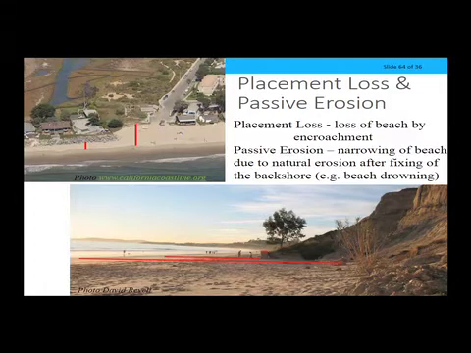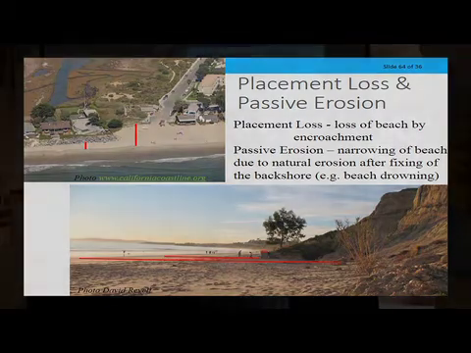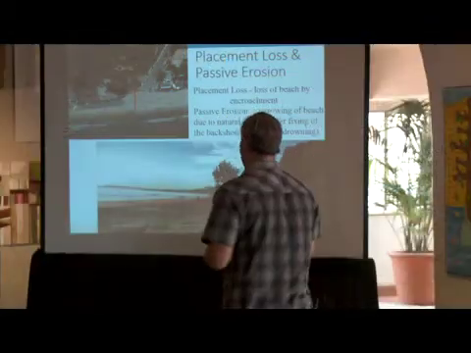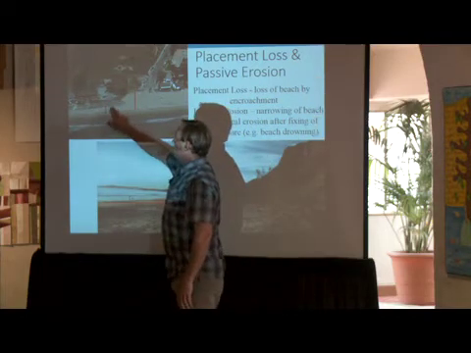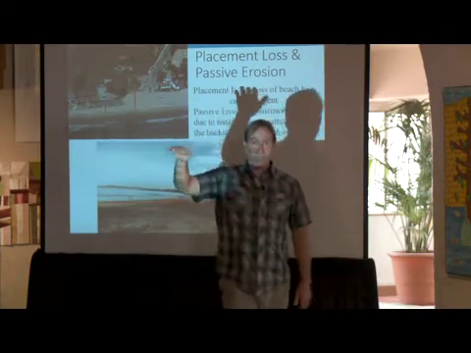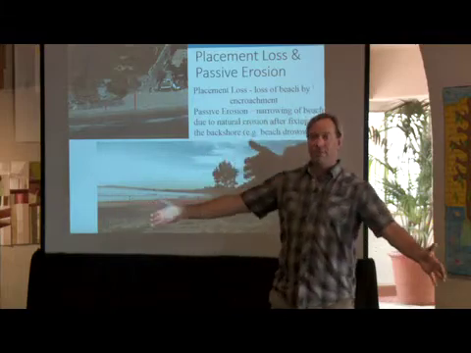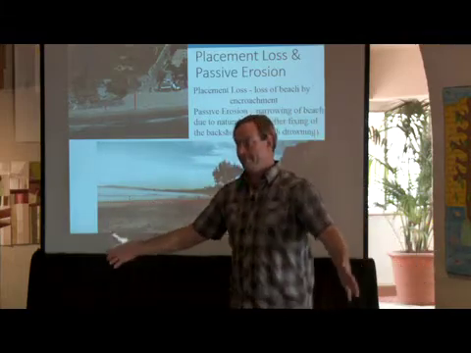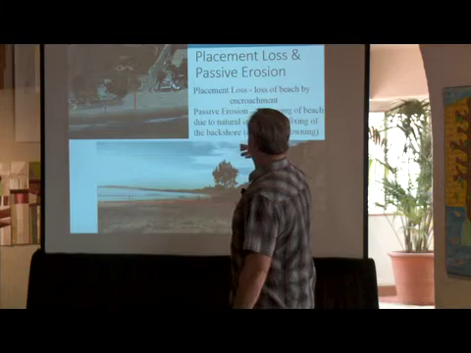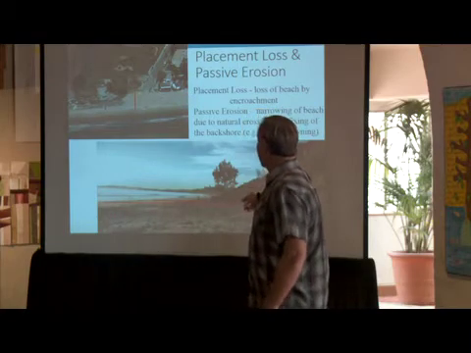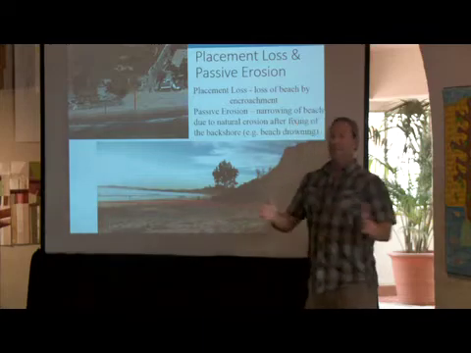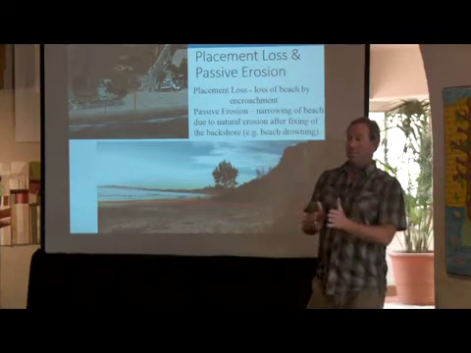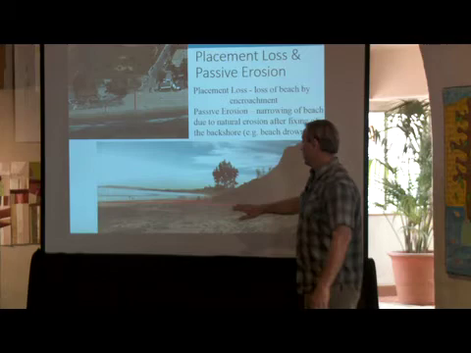Armoring has a lot of long-term impacts. Two of the impacts are called placement loss, and you can see this example from Carpinteria. This is a revetment that was built at 20 feet high, 2-to-1 slope, and takes up 40 feet of dry sand beach. A seawall maybe takes 5 to 10 feet of footprint, so you keep a little bit more sandy beach.